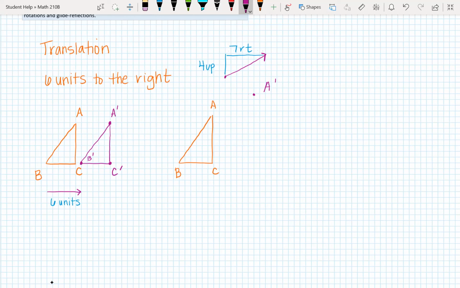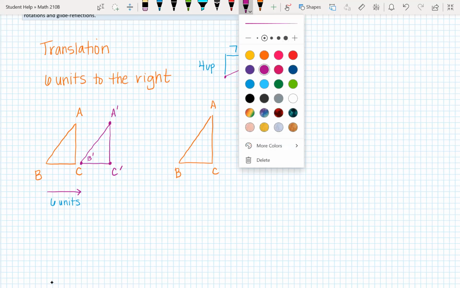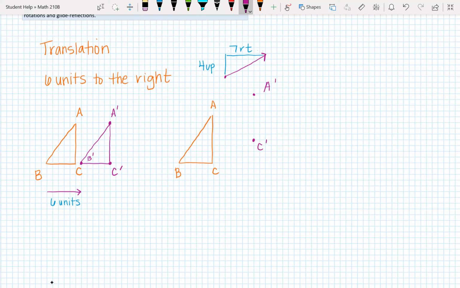Oops, I just lost it here. And I'll call that C prime. And then for point B, I'll do the same thing. Let's go up by 4. 1, 2, 3, 4, over 7. 1, 2, 3, 4, 5, 6, 7. So my new point B is here. Let's call that B prime. And then I'll draw my triangle. And it's been translated according to this vector here, going in that same direction.